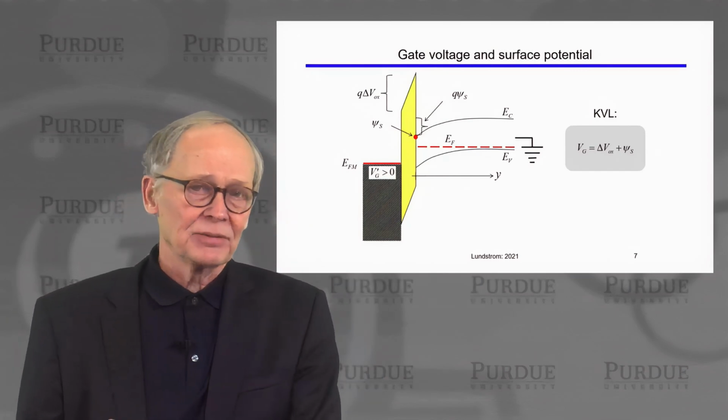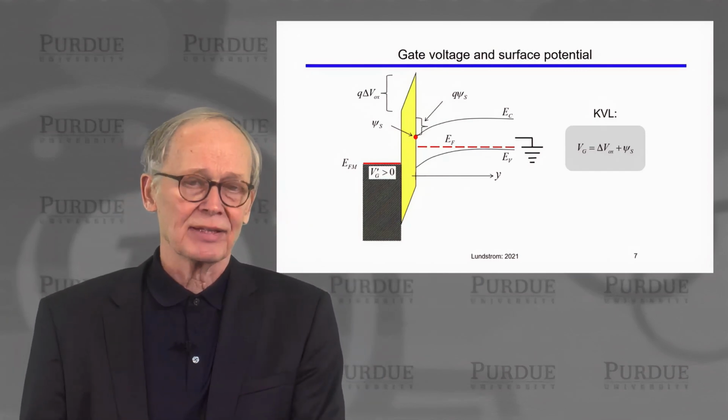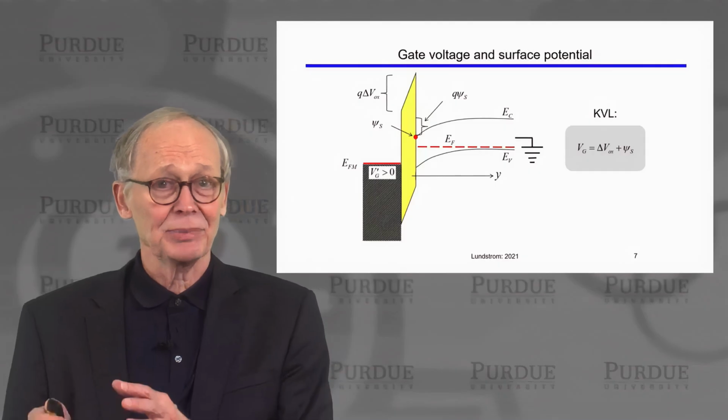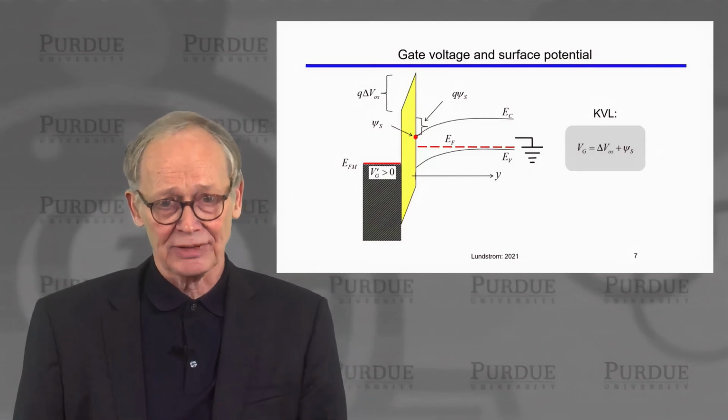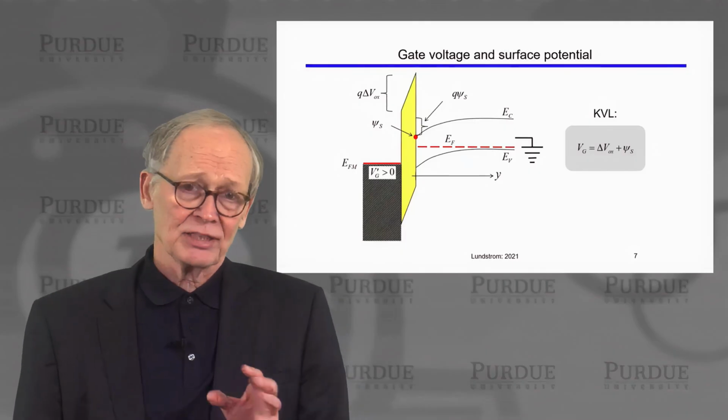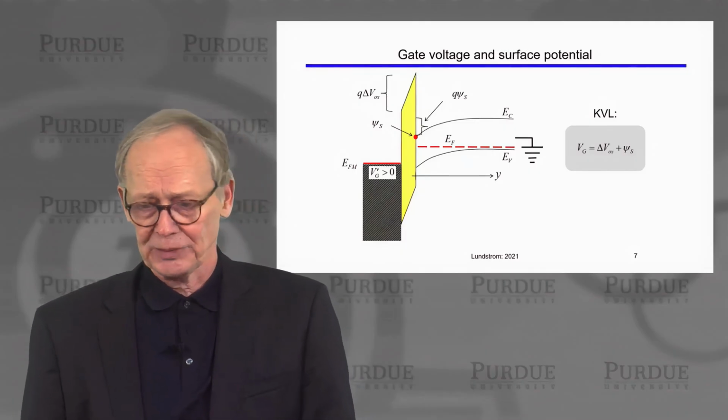But everything depends on the surface potential. Everything that happens in the semiconductor depends on the potential in the semiconductor. But it's the voltage on the gate that produces that surface potential. So we talked about how we relate the gate voltage to the surface potential.